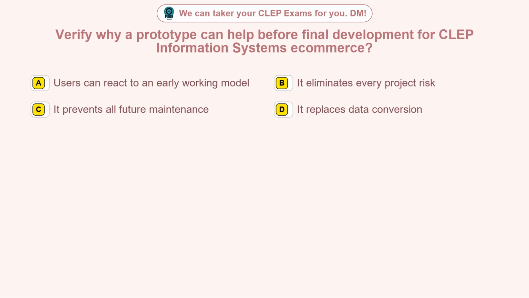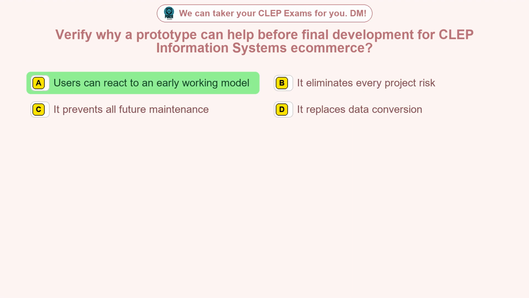Question 68. Verify why a prototype can help before final development for CLEP Information Systems Ecommerce. Option A. Users can react to an early working model. Option B. It eliminates every project risk. Option C. It prevents all future maintenance. Option D. It replaces data conversion.